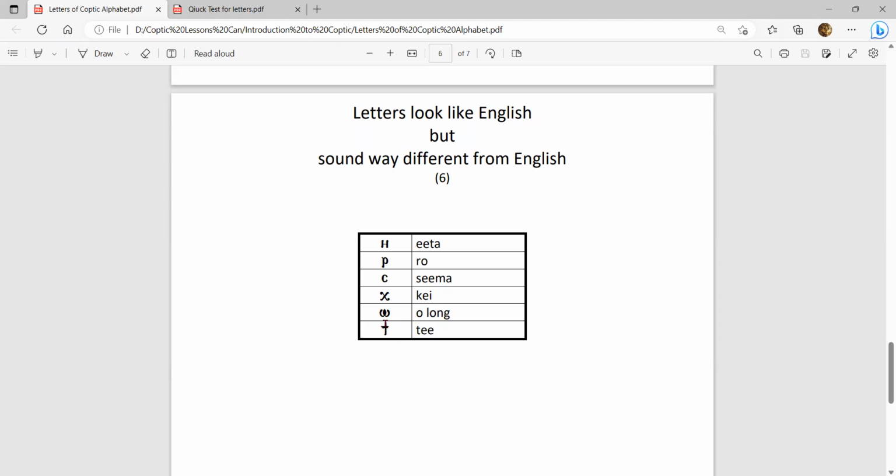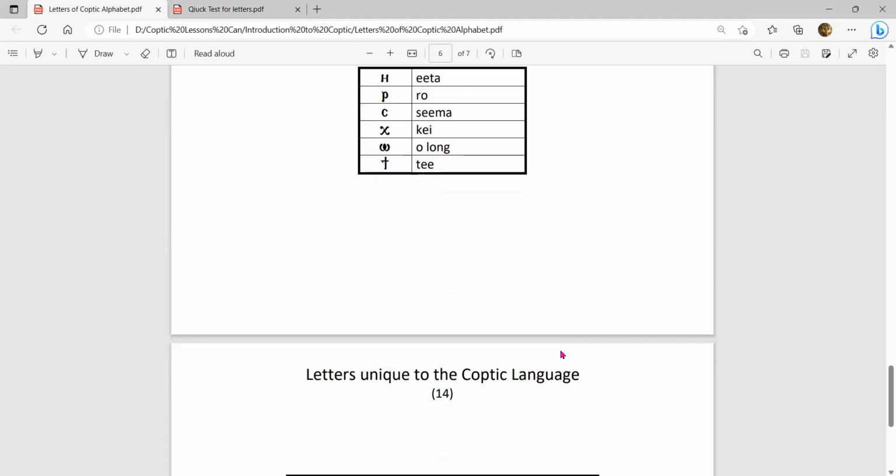And the last one, which looks like a T, we pronounce it by itself. Always a T, never a T. Always a T. Okay.